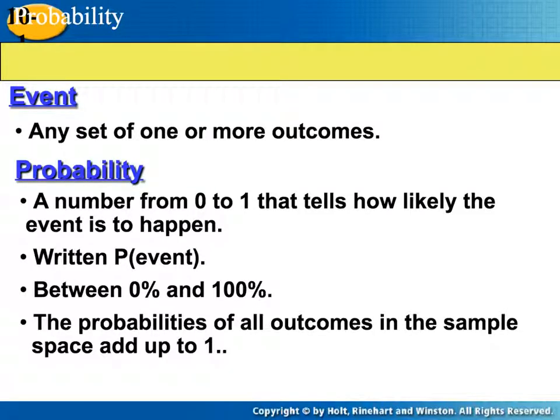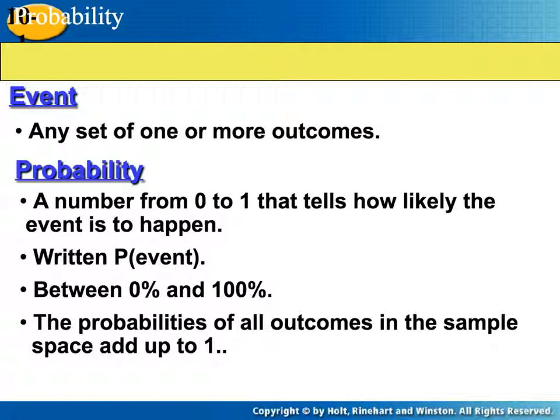Okay, then you have event and probability. Pause the video, write this down. All right, so an event is any set of one or more outcomes. There can be more than one outcome for this. Going back to that, think about rolling a die. You can get more than one outcome. The event of a 5 being rolled, the event of a 6 being rolled. Those are events.